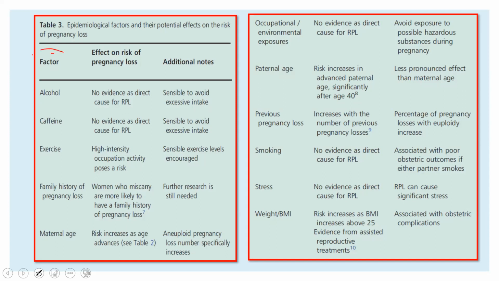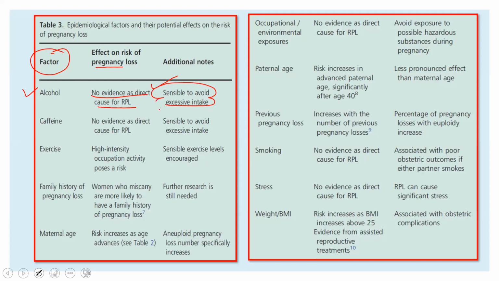So factors, let's take one by one. The first factor is alcohol. The effect on risk of pregnancy loss is not evidence-based as a direct cause of recurrent pregnancy loss, but sometimes it is sensible to avoid excessive intake.